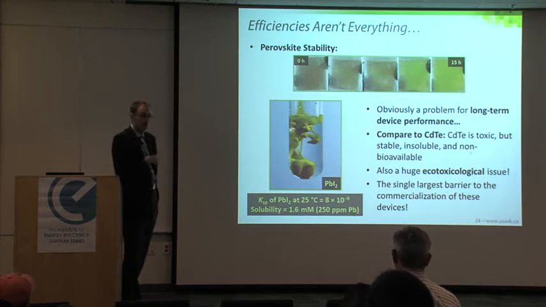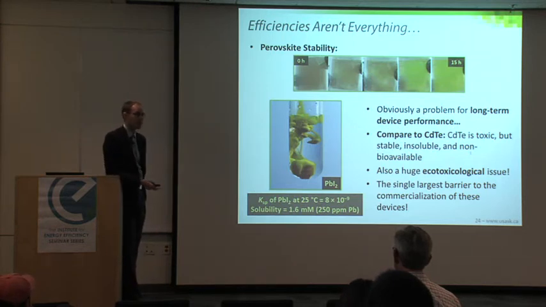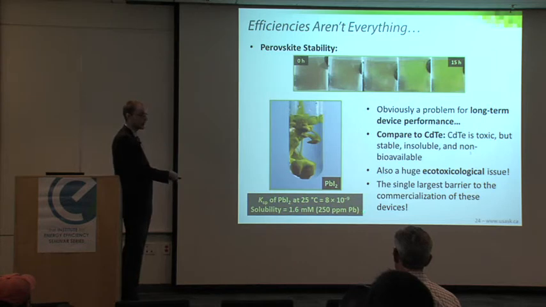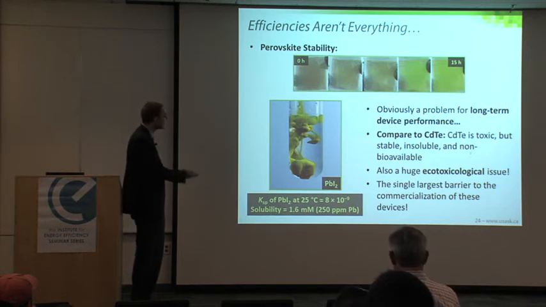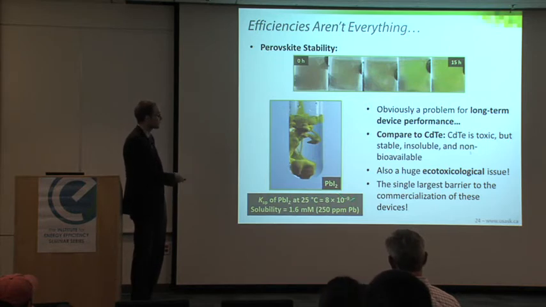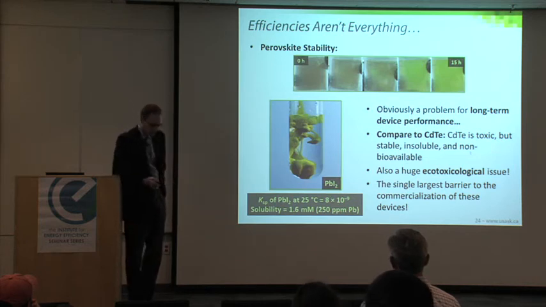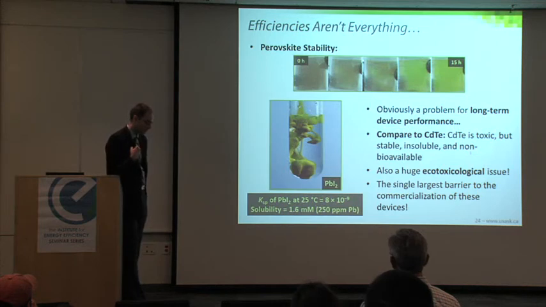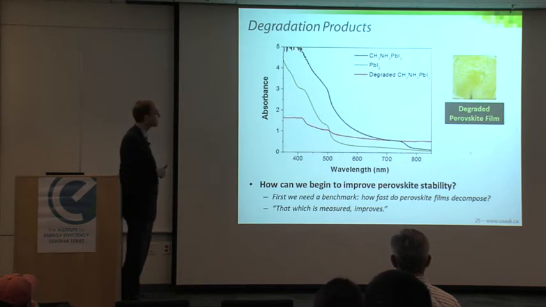And so if you have a module that's out in the field that becomes damaged, your encapsulation breaks, you're now leaching 250 parts per million of lead into your groundwater, and people aren't very happy with you. So more than anything, it's really the instability of the perovskite, which gives rise to these toxicity issues, that's the biggest barrier to commercialization. So this is what we have to address. And so trying to look at that has been what's consumed our group for the last little while.